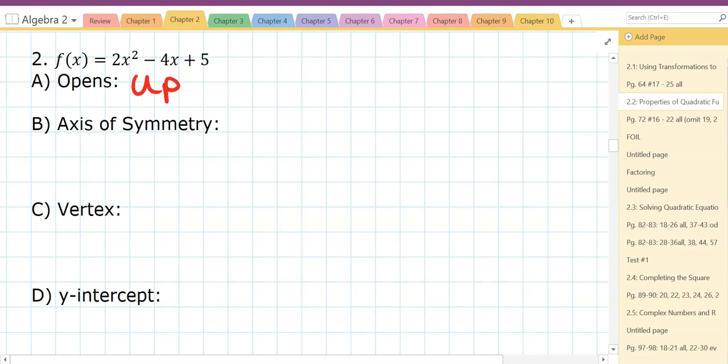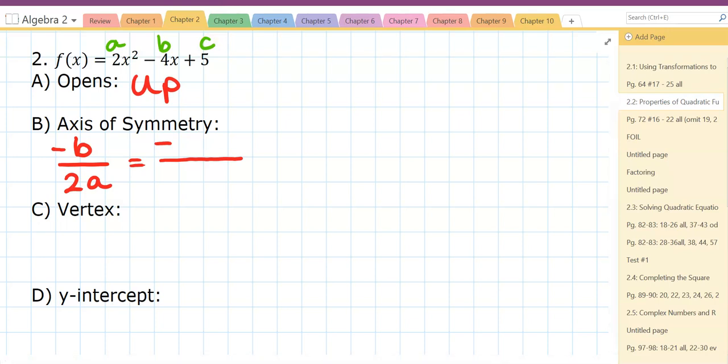Okay, so let's work on finding our axis of symmetry. This is when we're going to do negative b over 2a. Looking at your equation, 2x squared minus 4x plus 5, remember, the 2 is a, negative 4 is b, 5 is going to be your c. If you need to label those before you get started, I would do that. So we're going to do negative 4. That goes on top because b is negative already.